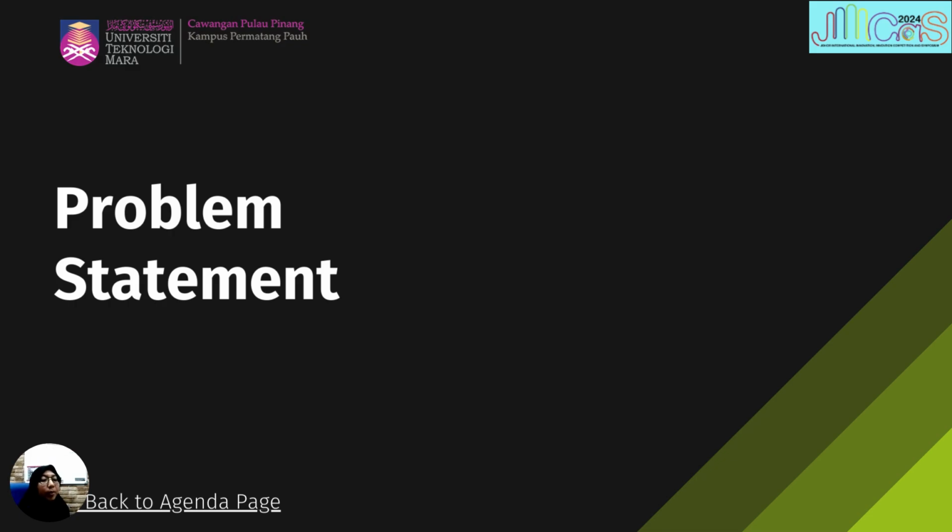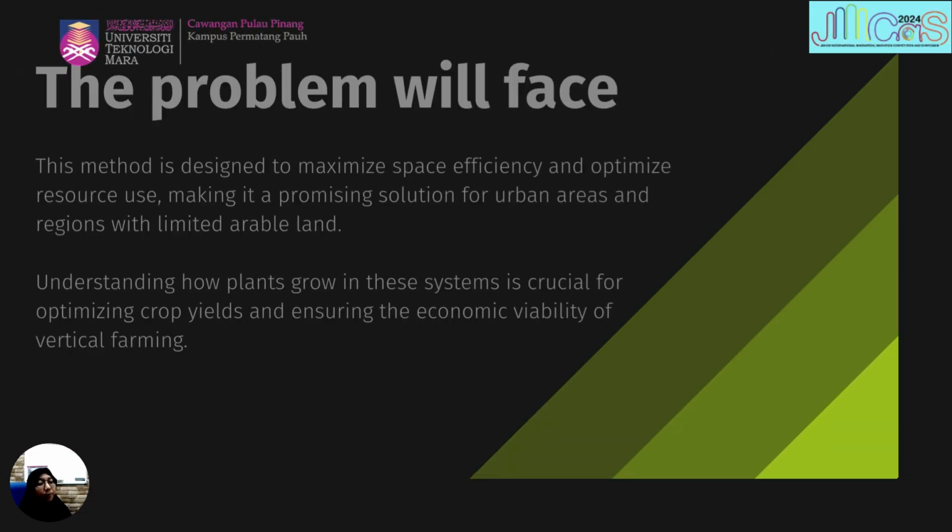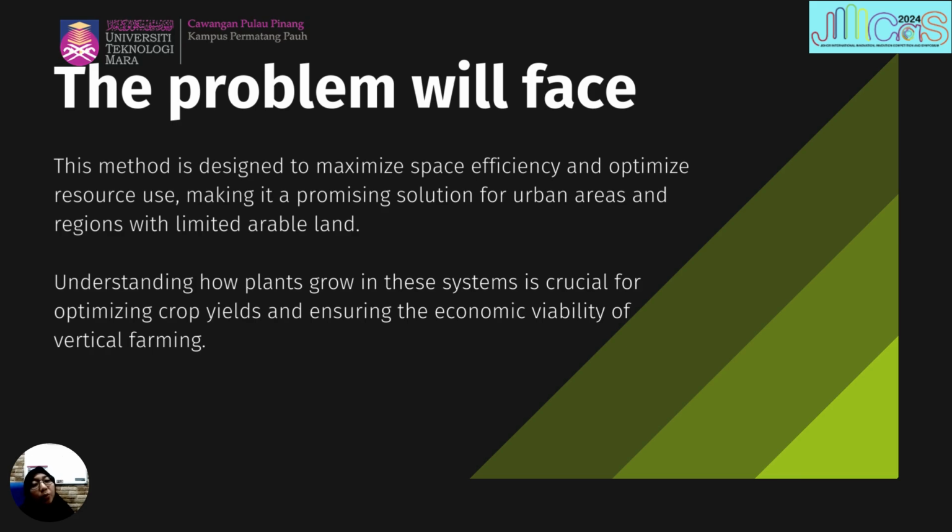So what is the problem statement in this paper? The problem is how to design a system that maximizes space efficiency and optimizes resource use, making it a promising solution for urban areas with limited arable land. Number two, understanding how plants grow in this system is crucial to optimize crop yields and ensure the economic viability of vertical farming.